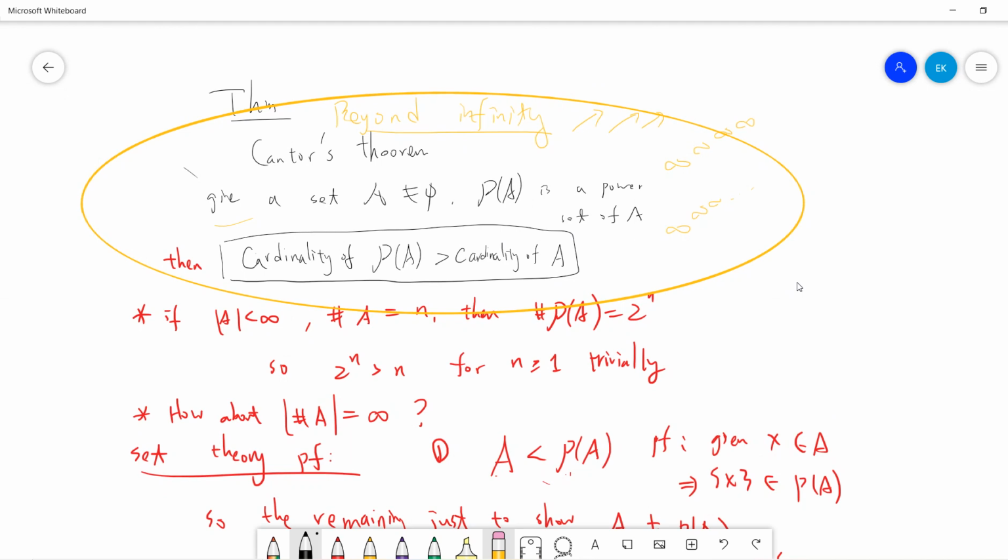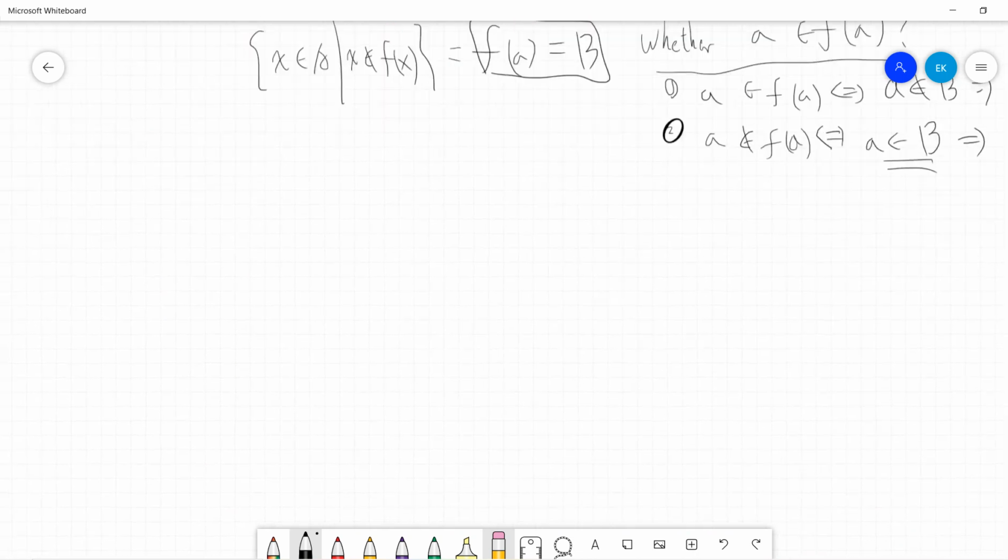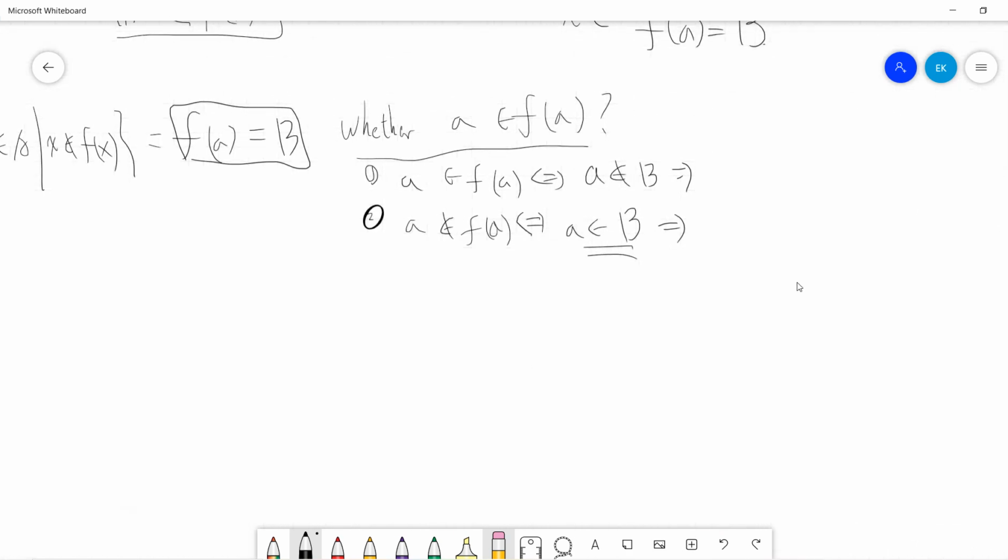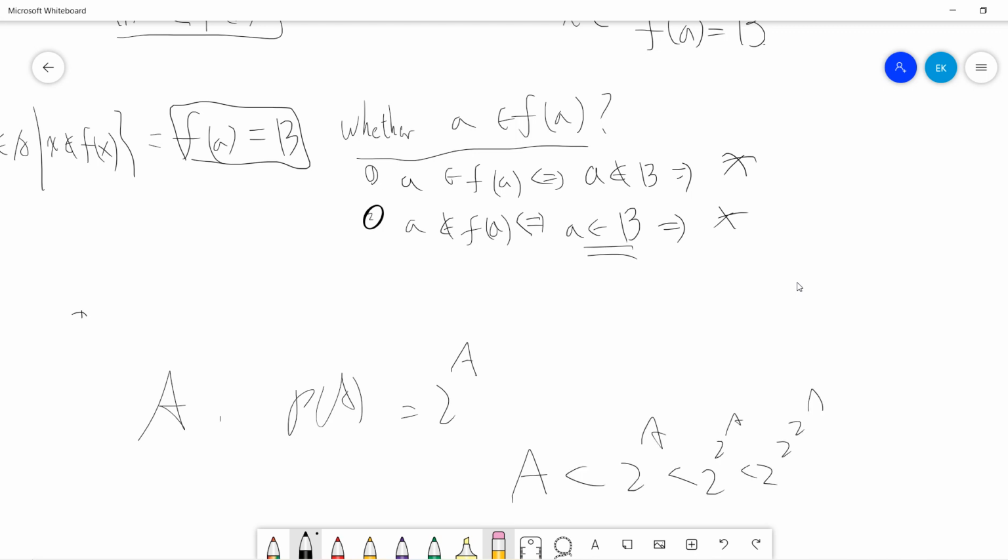So there's another discussion I want to talk about. So we know that if somebody gives you a set A, then you can construct PA. People like to use 2 to the A. So we know that A is less than 2 to the A, which is less than 2 to the 2 to the A. Okay.